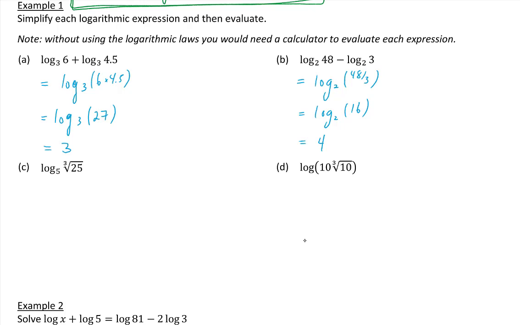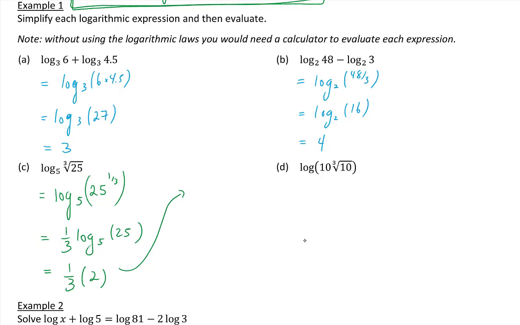All right, next one. So this is log base 5 of 25, and it is raised to the exponent of 1/3. So using our power rule, we can bring the 1/3 to the front of the logarithm. So this is 1/3 log base 5 of 25. And this is 1/3 times 2, because log base 5 of 25 is 2. So we end up with an answer of 2/3.